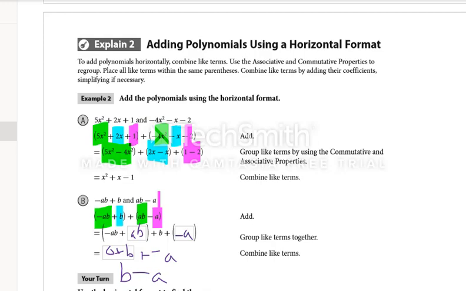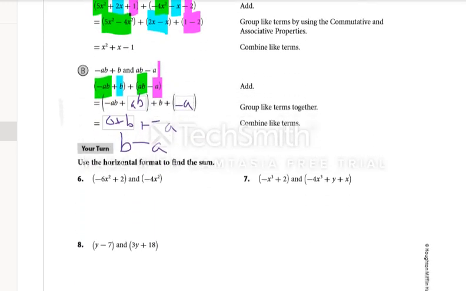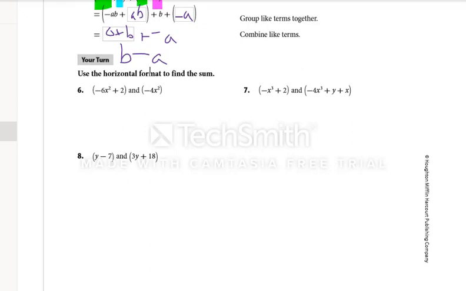All right. Try the your turns, 6, 7, and 8. We will go over them in just a little bit.